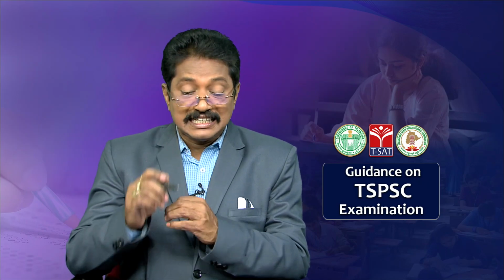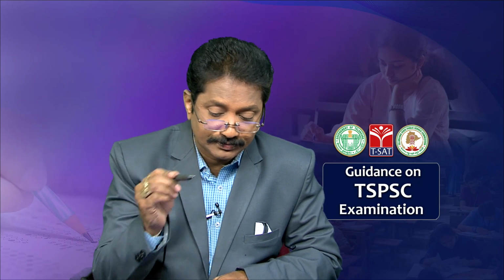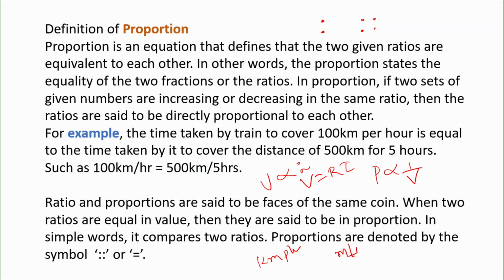Proportions are denoted by the symbol "::", as is to as. So, here ratio will be shown with this symbol and proportion will be shown with this one. This is the symbol for ratio and this is the symbol for proportion. So, we can understand the difference between these two. Actually, comparison of two ratios is called proportion, that is it.